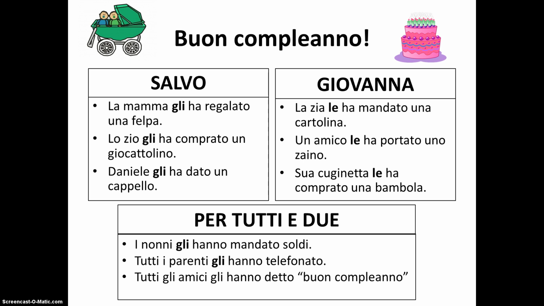all females. Also notice that these examples all use the passato prossimo. You can use indirect object pronouns in any tense, past or present, but our examples here take the passato prossimo. As you can see, the past participle, regalato, comprato, dato, mandato, portato, etc., never change in number and gender with indirect object pronouns as they would when used with direct object pronouns.